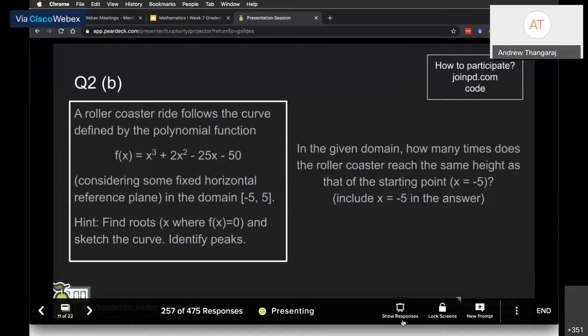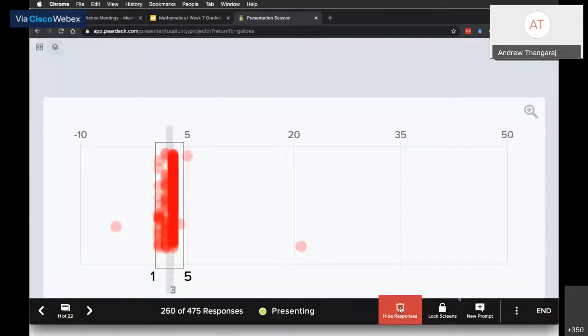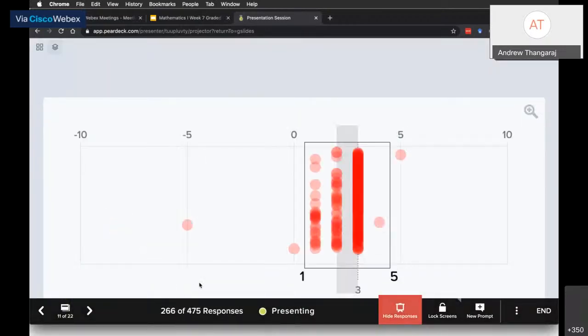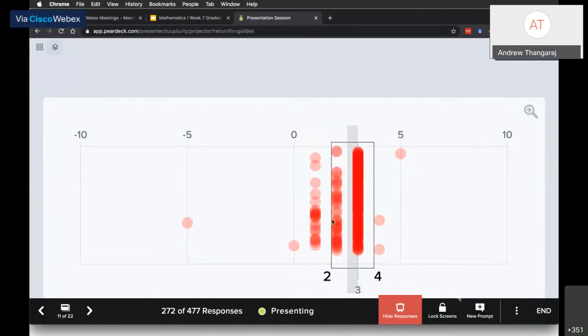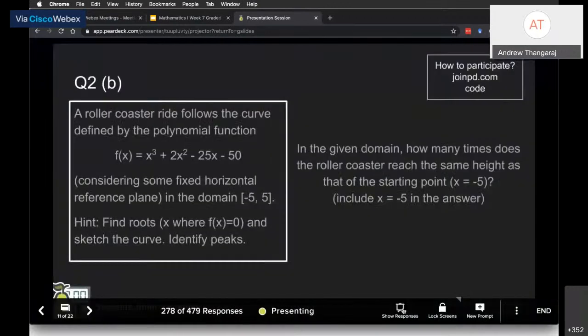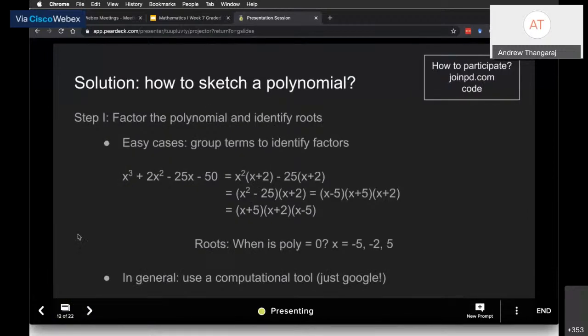Okay, so let's see the responses. 3 seems to be a very popular number, and quite a few people are at 2. That could be because of misreading this question, which asks you to include x equal to -5. So 3, it turns out, is the correct answer. Everything hinges on our ability to sketch polynomials, cubic polynomials. How do we sketch cubic polynomials? Let me quickly walk you through the main steps involved in sketching.